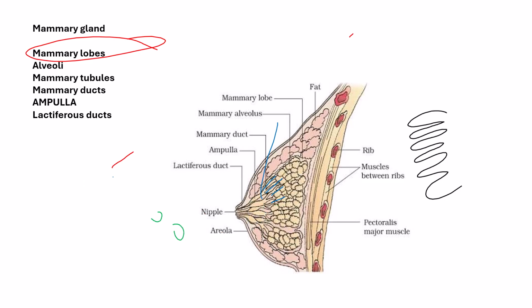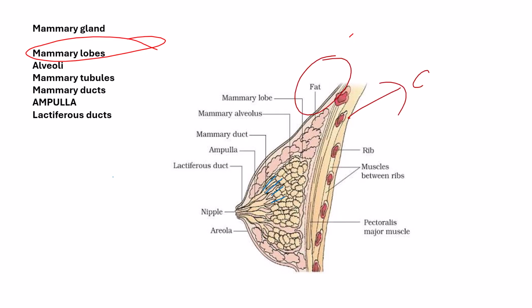So the mammary gland is the characteristic feature of all the female mammals, which is made up of fat and glandular tissue. Glandular tissue secretes certain hormones. So this milk comes out through the lactiferous duct. Through the lactiferous duct, it will get sucked out. So this is the complete detailed structure of the mammary gland.